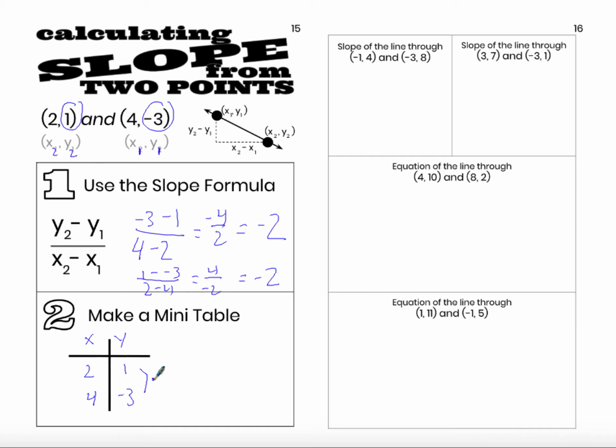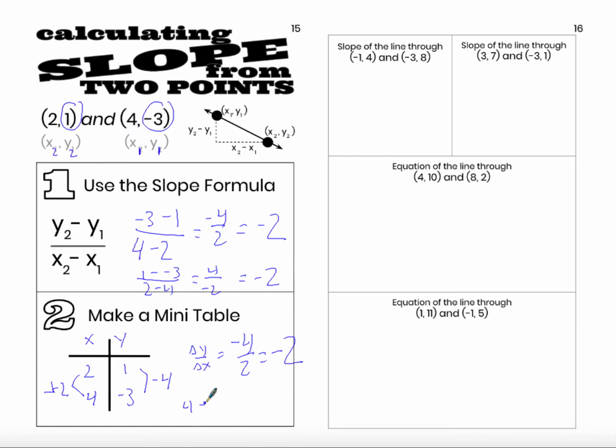So going from 1 to negative 3, I'm going down by 4. Going from 2 to 4, I'm going up by 2. So my change in y over change in x is negative 4 over 2, which gives me the same answer that I got above, negative 2.